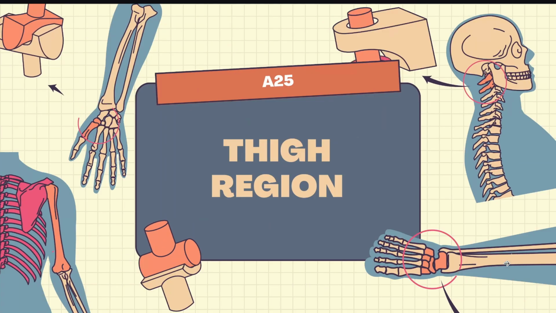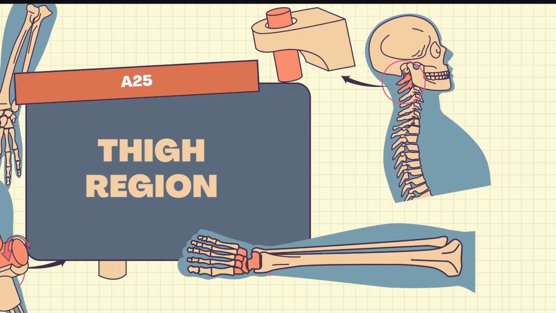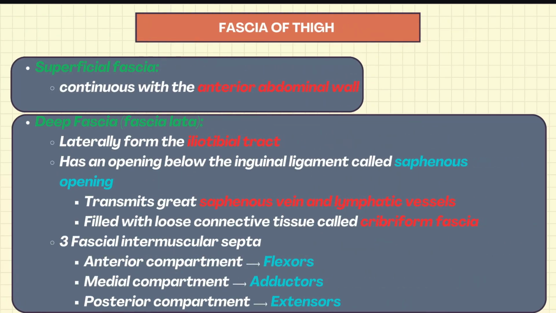And now we have the thigh region. The thigh region is going to be our last dense lecture, and then we'll have the gluteal region, which is going to be one of our short lectures. Let's start with the thigh region. Now the fascia of the thigh is made up of two fascias. It's going to be made up of a superficial fascia and a deep fascia, which can also sometimes be called the fascia lata.